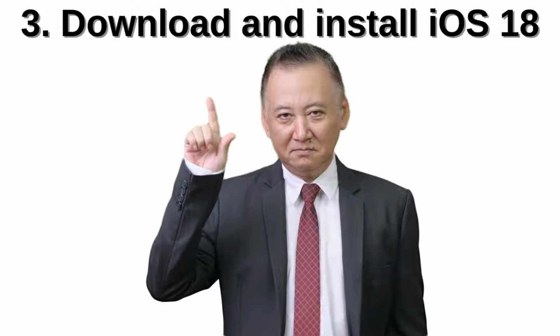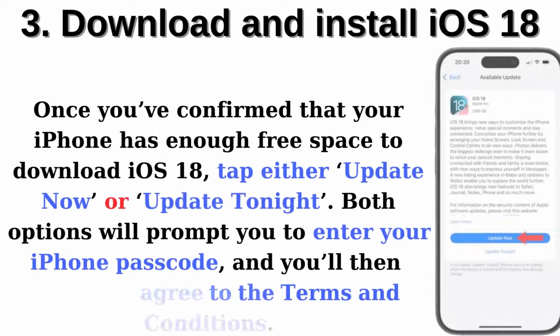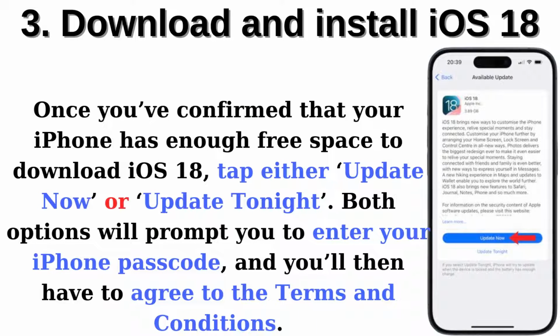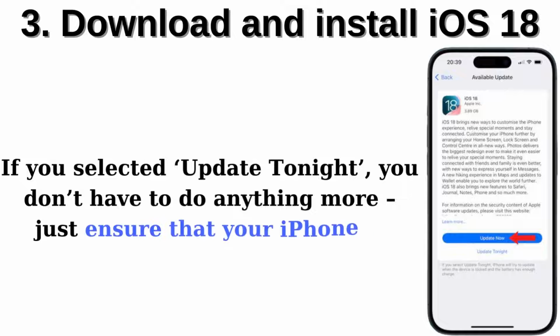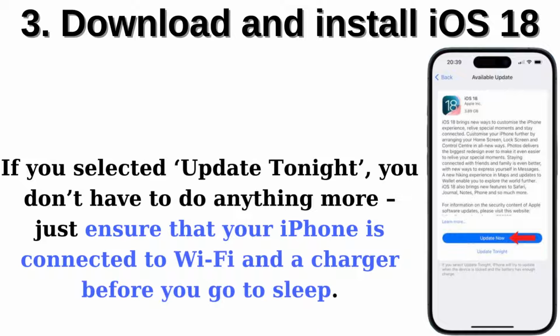3. Download and install iOS 18. Once you've confirmed that your iPhone has enough free space to download iOS 18, tap either Update Now or Update Tonight. Both options will prompt you to enter your iPhone passcode, and you'll then have to agree to the terms and conditions. If you selected Update Tonight, you don't have to do anything more, just ensure that your iPhone is connected to Wi-Fi and a charger before you go to sleep.